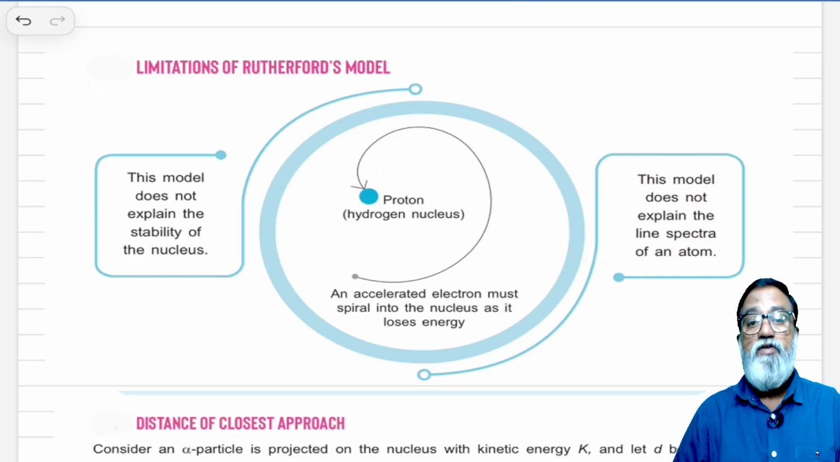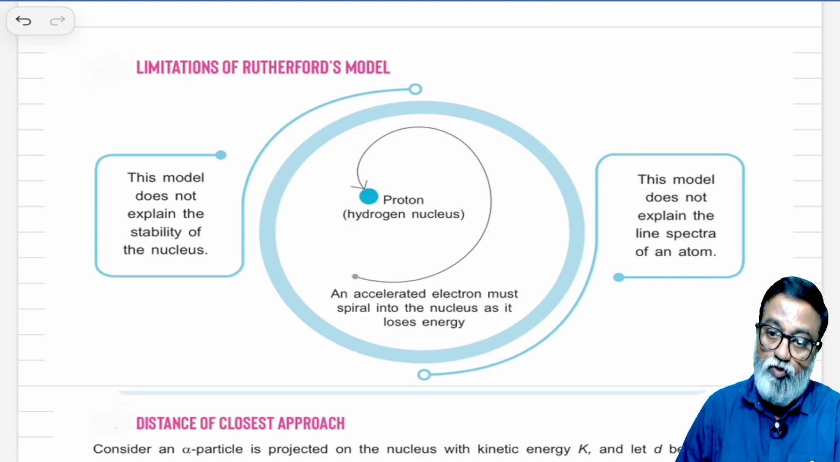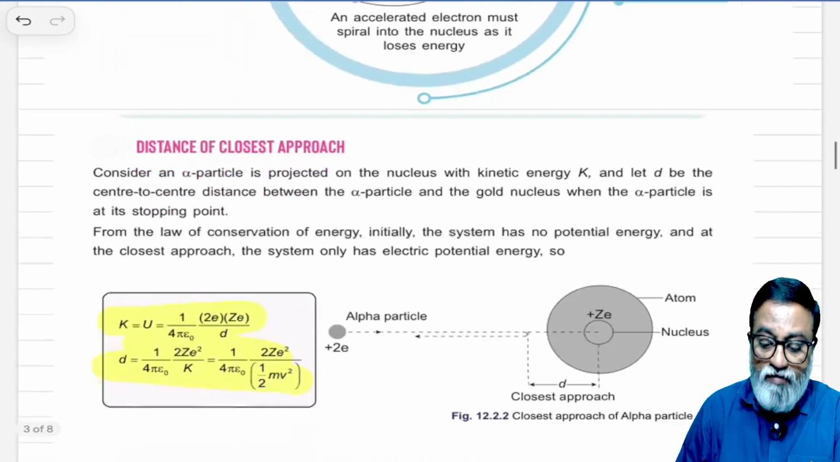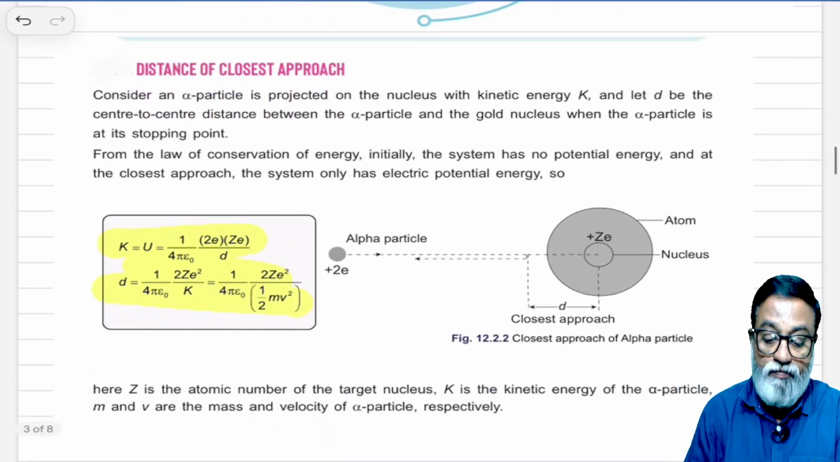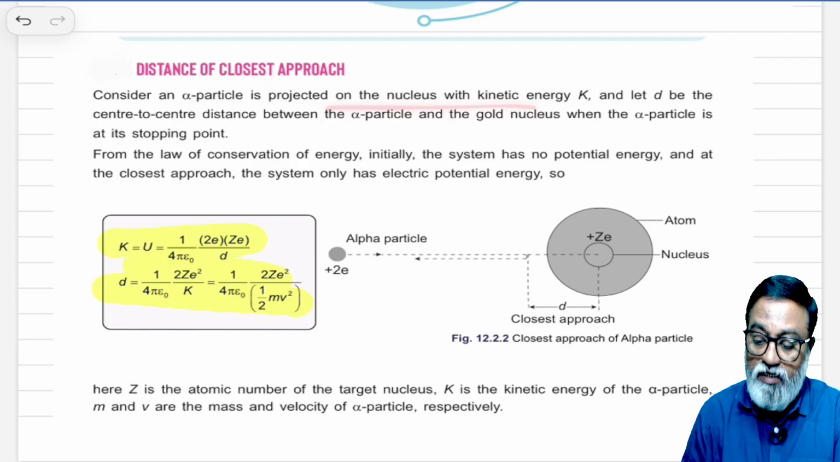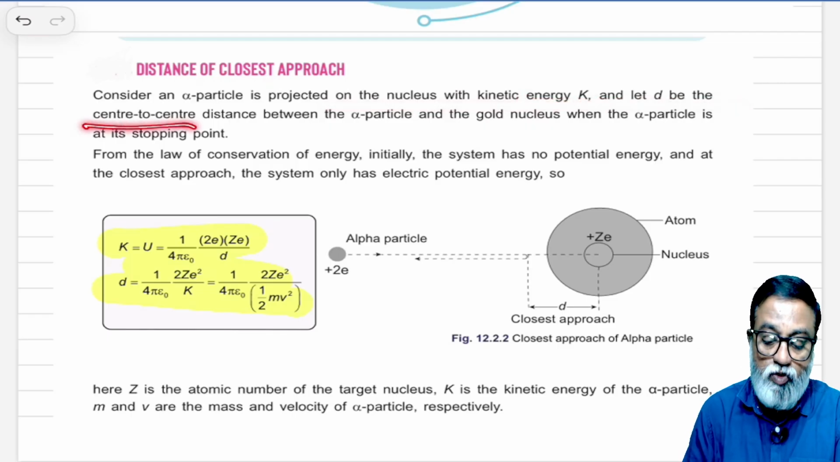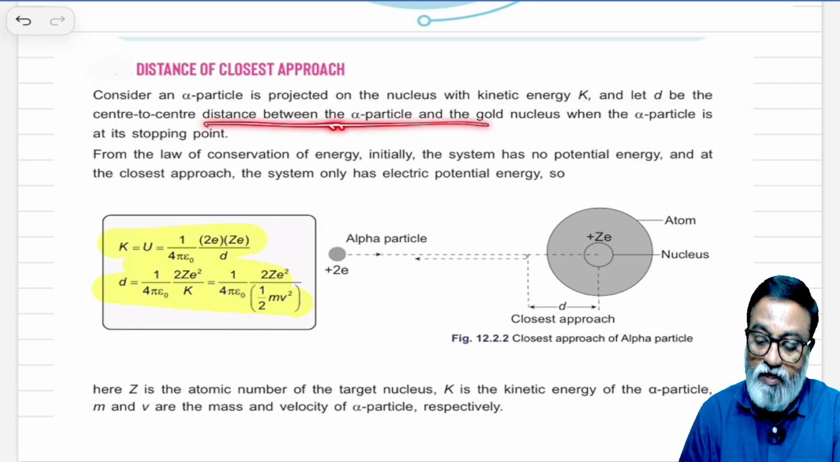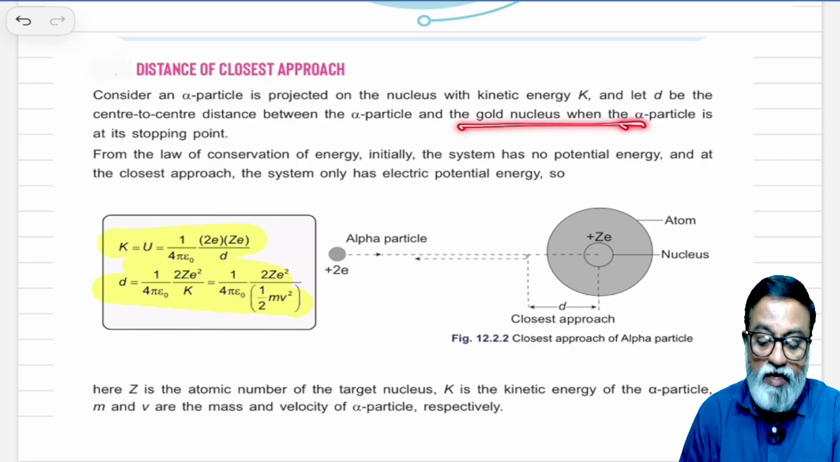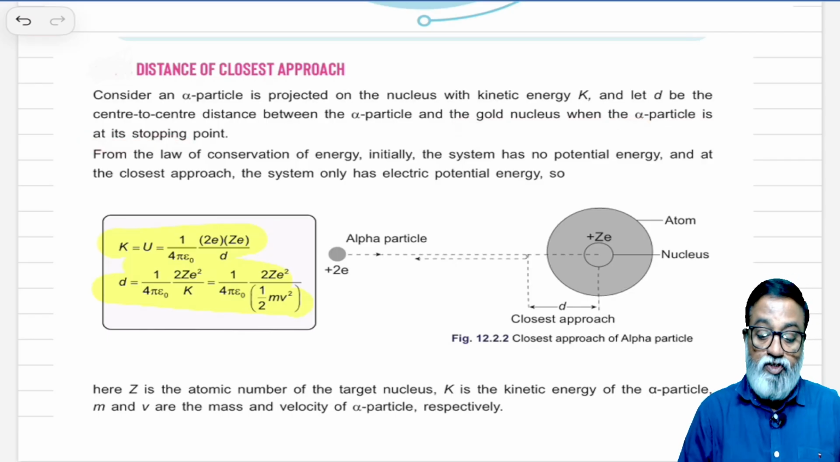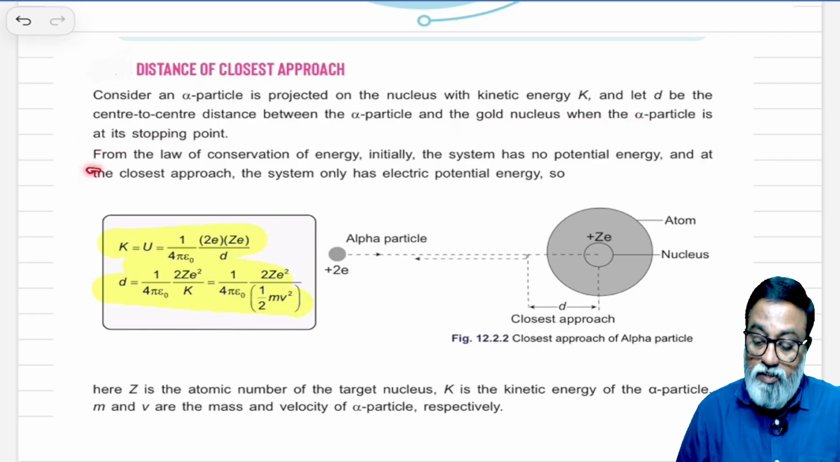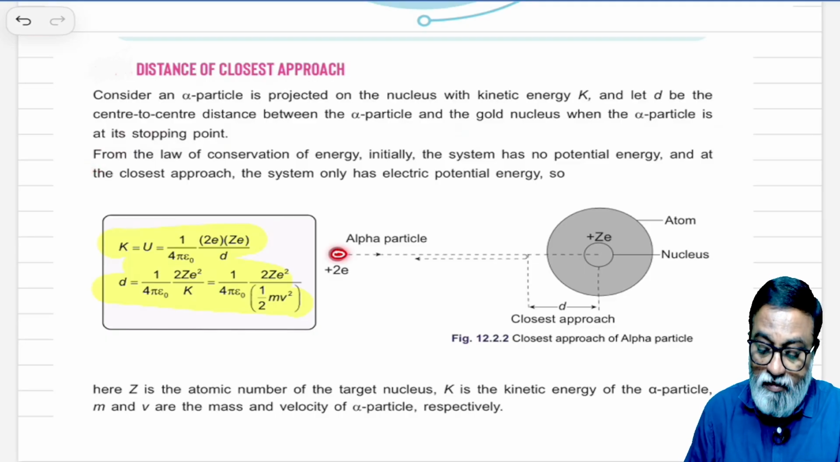These are the drawbacks of the Rutherford model. Another one, distance of closest approach. Consider an alpha particle projected on the nucleus with kinetic energy K, and let d be the center to center distance between the alpha particle and the gold nucleus when the alpha particle is at its stopping point. Here, this is the alpha particle.